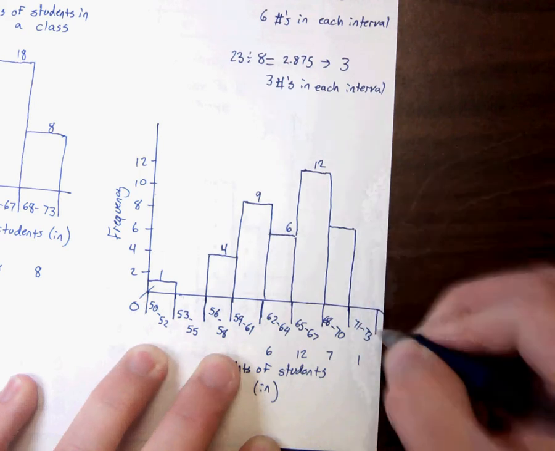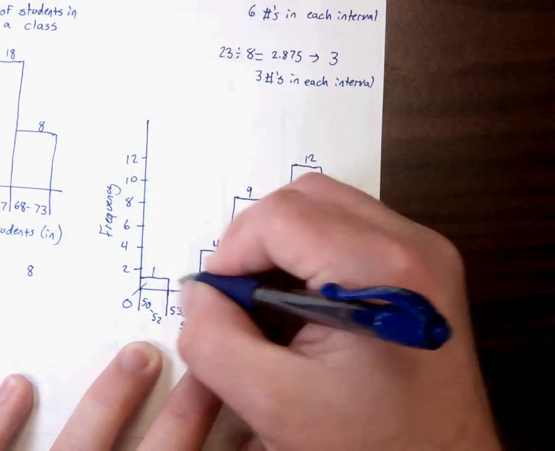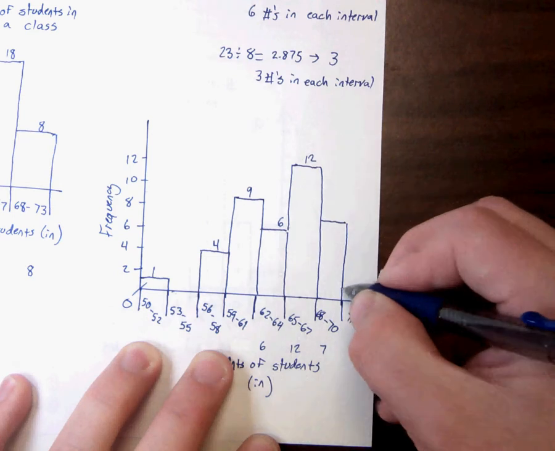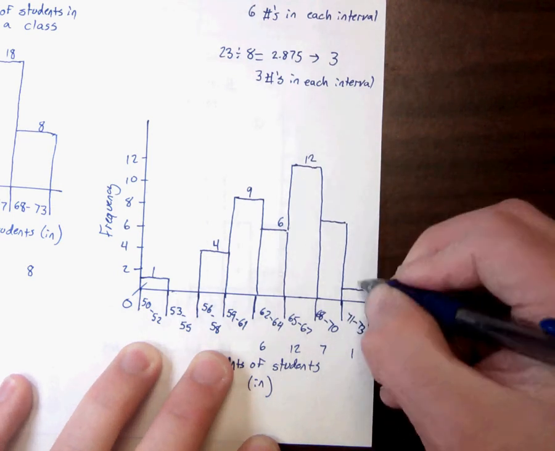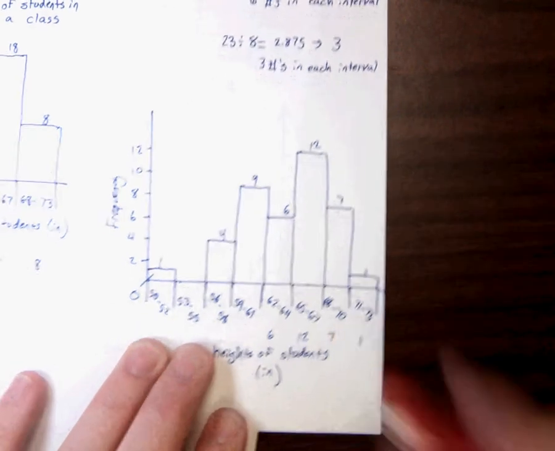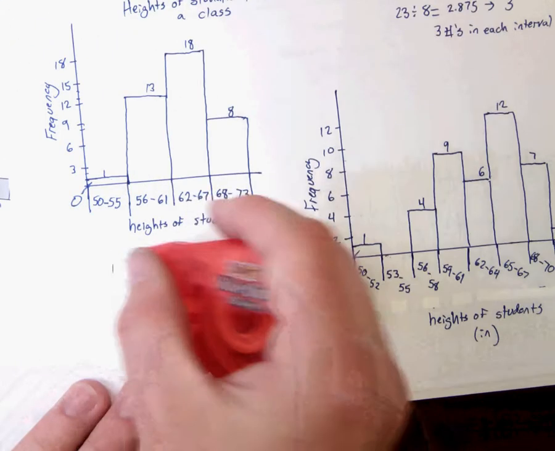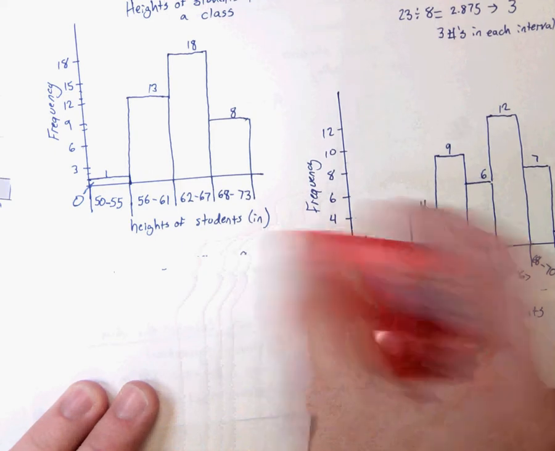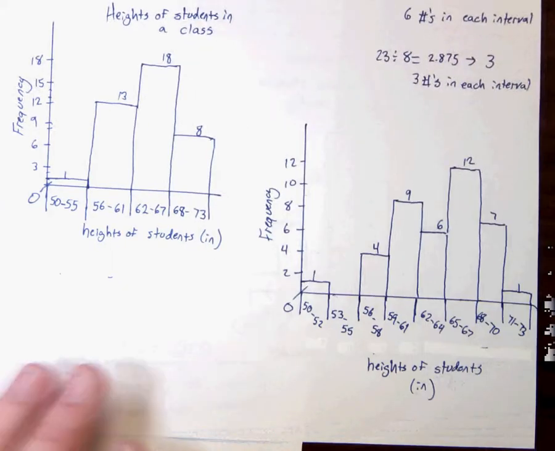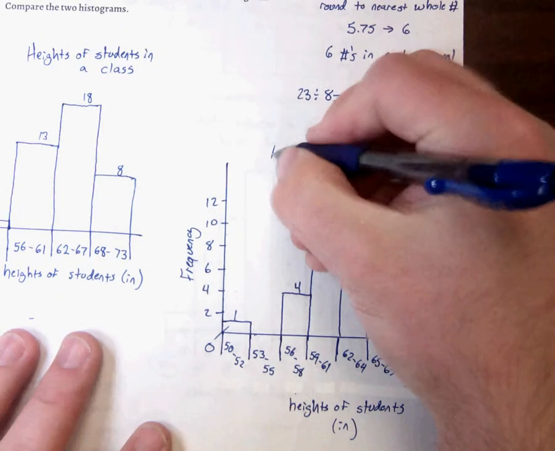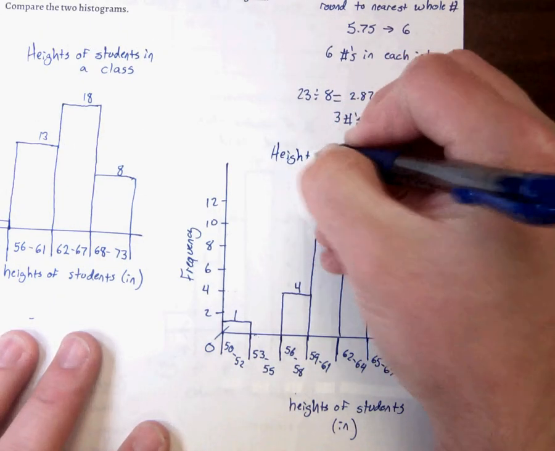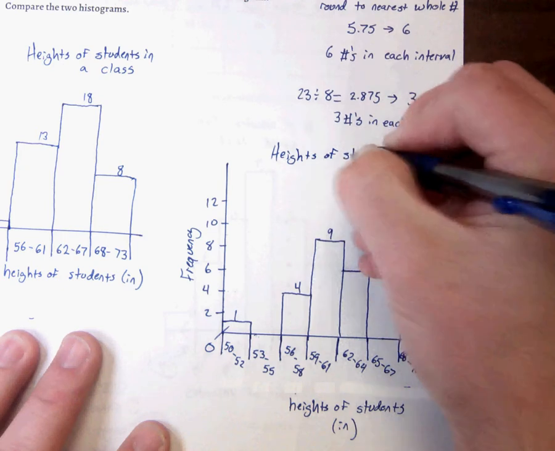Again, I'm going to get rid of these numbers because they don't really have a place in our graph. I'm going to remove them from those as well. If you want to write your numbers, do so up here above the bars. All right, we still need a title. This is heights of students in a class. All right, we have done A and B.